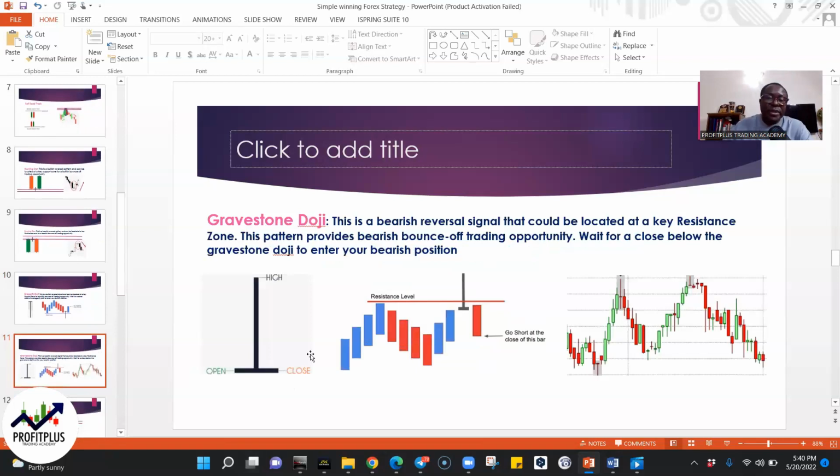Right, so the other one is the gravestone doji, which is the opposite of the dragonfly doji. This time around it forms at a key resistance zone. Okay, this pattern provides a bearish bounce off trading opportunity. Wait for a close below the gravestone doji and then enter your bearish position. So close below the gravestone doji, and then you enter into a bearish position, and that is it.